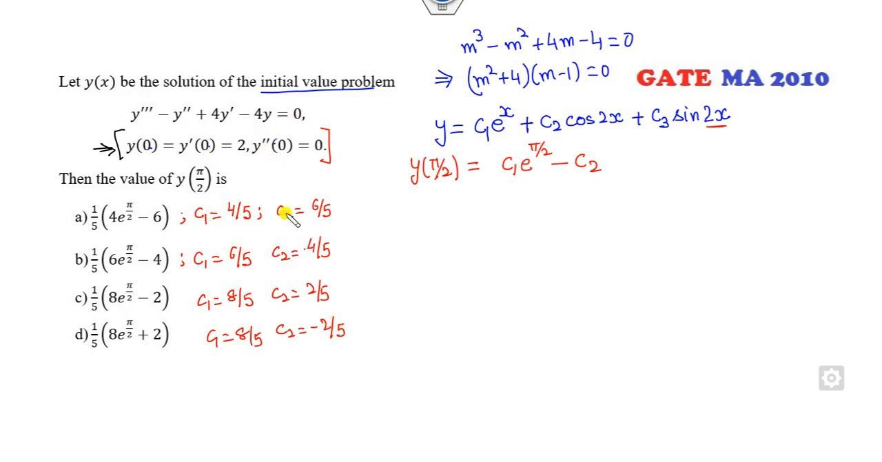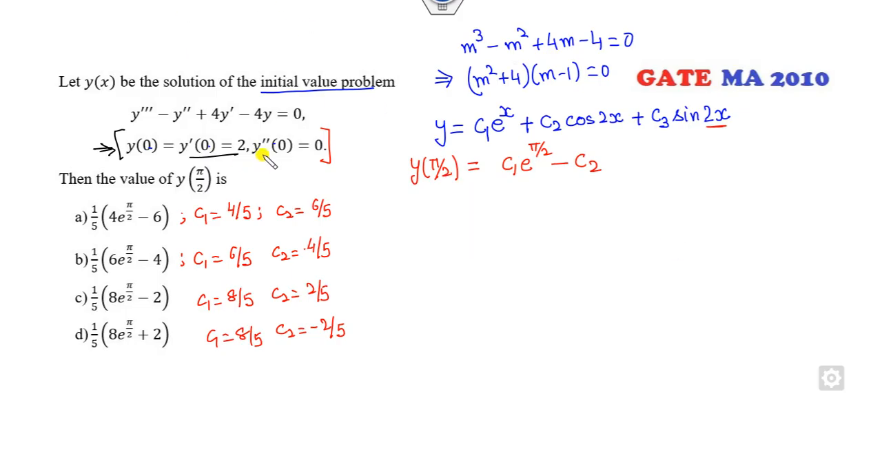Because of c1 and c2, I can first check y dash. What is the y dash of 0? Derivative at 0: c1, then the derivative of cos is sine, so sine of 0 will be 0. It will be twice c3. But you can see there is no need for c3. So it means there is no need to solve this.